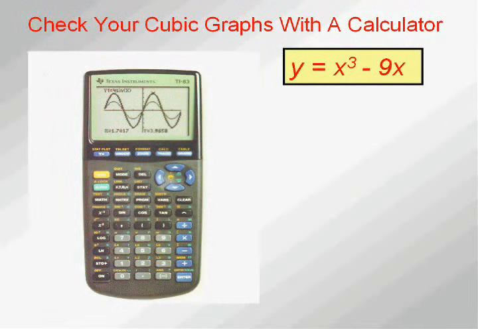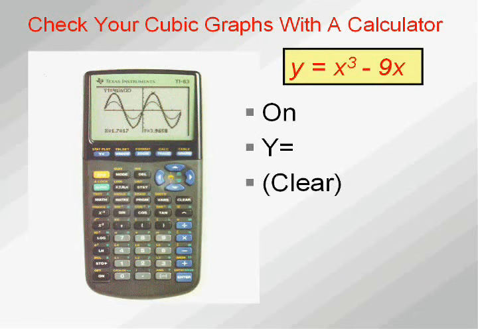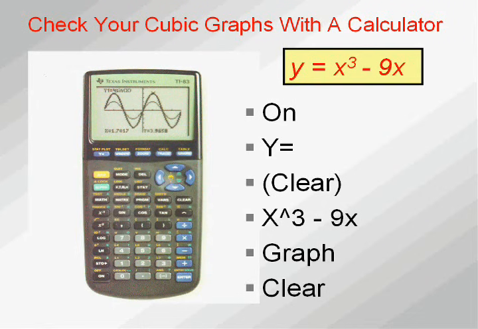Remember how to do that? You turn it on, hit y equals, and then clear out anything you did before, perhaps, hitting clear button. And then type in whatever the function is, in this case x to the third minus 9x. And what do you hit? Hit graph, and there it is. Okay, and you can get out of it by hitting clear.